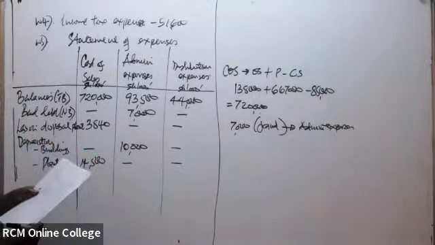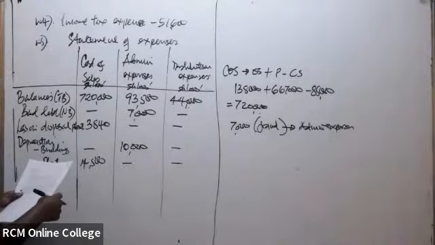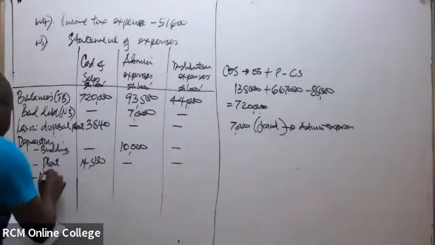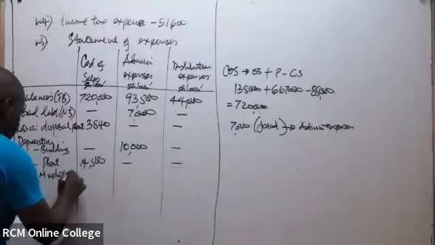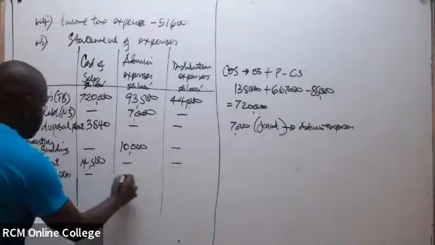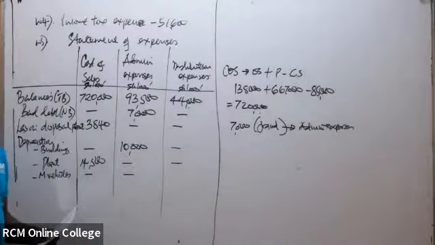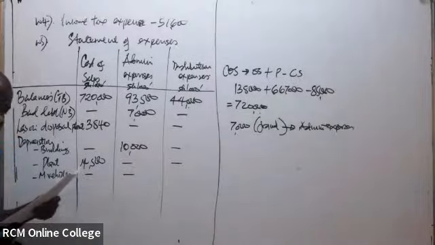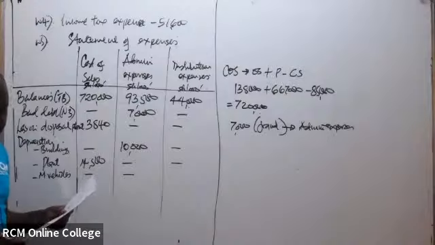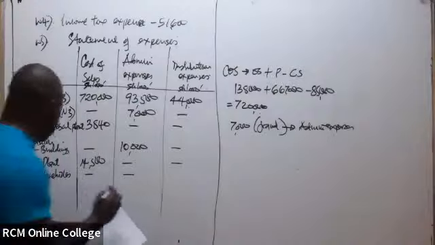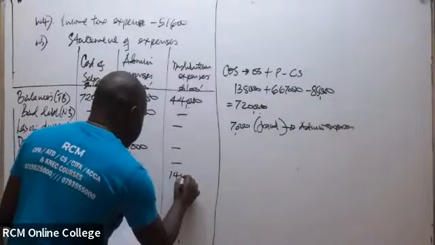Then motor vehicles, it will go to distribution. Motor vehicles, how much was it? It was 14 million.